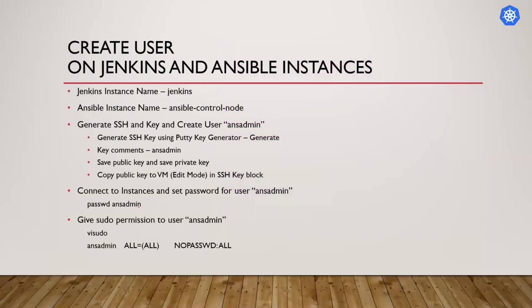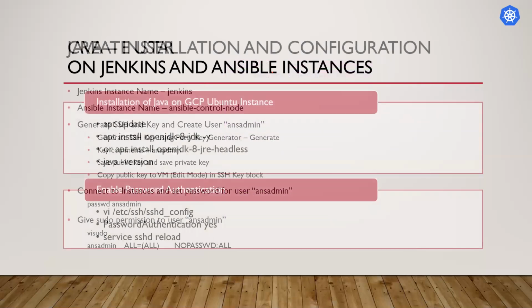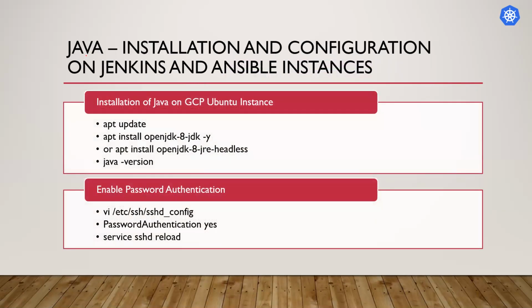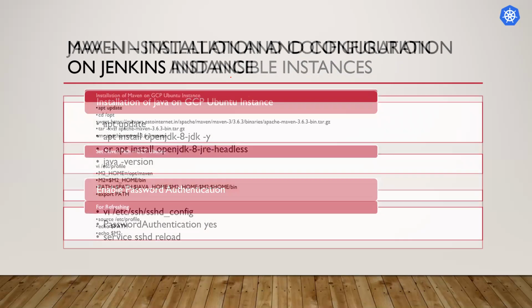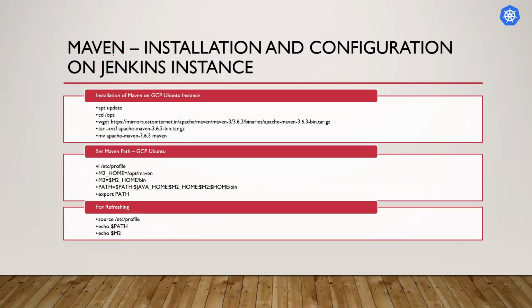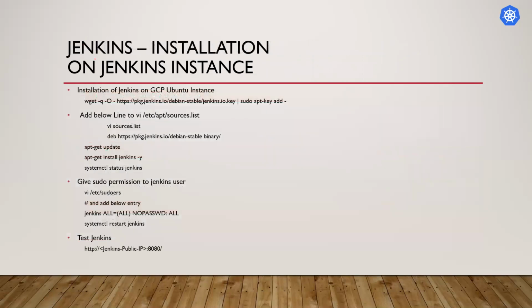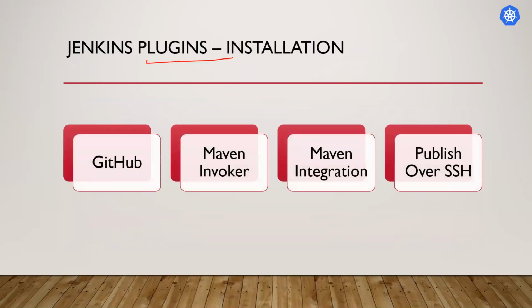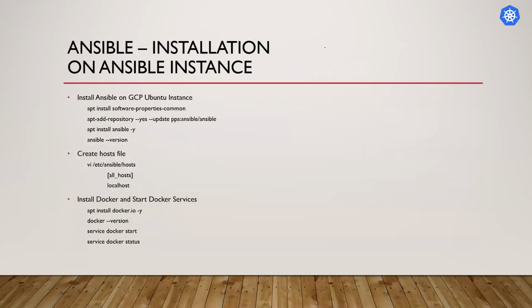At the high level, you can see we will create a user on both the Jenkins and the Ansible instance. Then we will install Java on both systems, Ansible and Jenkins. Then we will install Maven next, and we will install Jenkins on the Jenkins instance. Then install some plugins because we require only 4 plugins in this demo: GitHub, Maven Invoker, Maven Integration, and Publish Over SSH. After that, we will install Ansible on the second system.